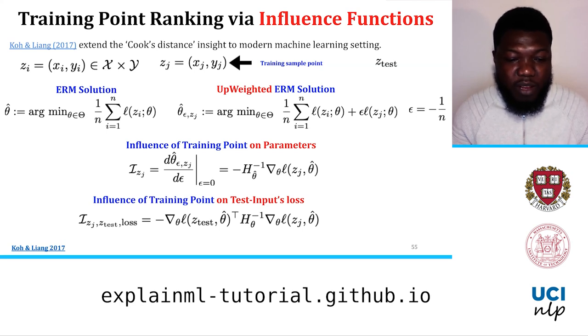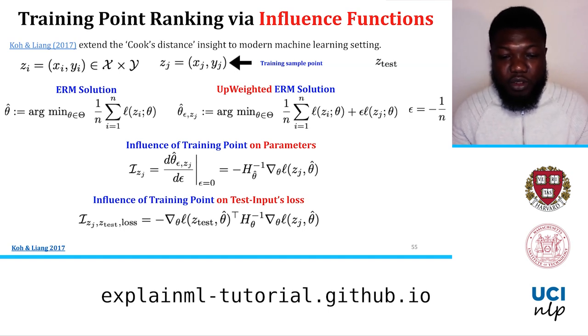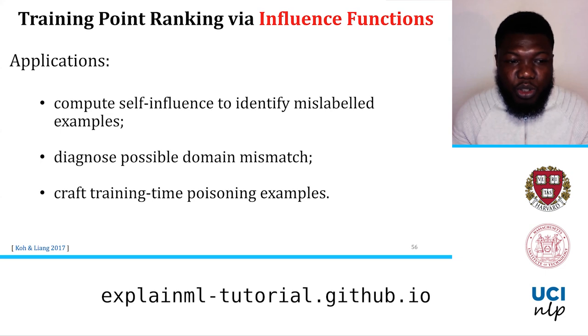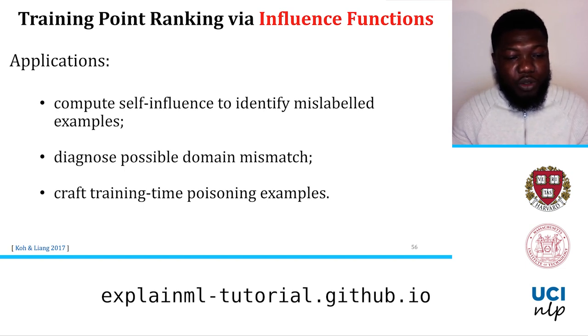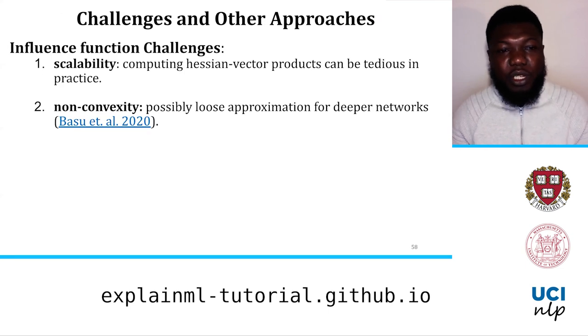And then you can also compute the influence of the training point on the input's test loss. For the particular last point, you can use this sort of computation to then rank all of the training points by their influence on a particular test loss, on a particular test example that you're interested in. And so you can use this approach to identify mislabeled examples, possibly diagnose domain mismatch, and even, in a nice demonstration, to craft training time poisoning examples.